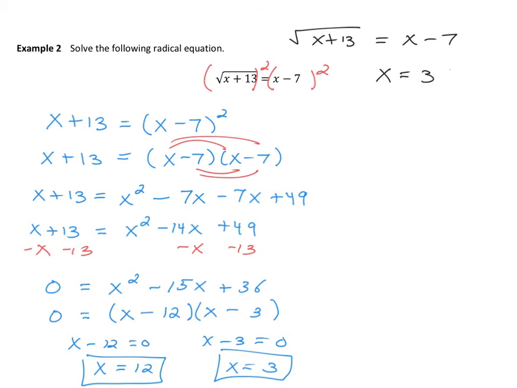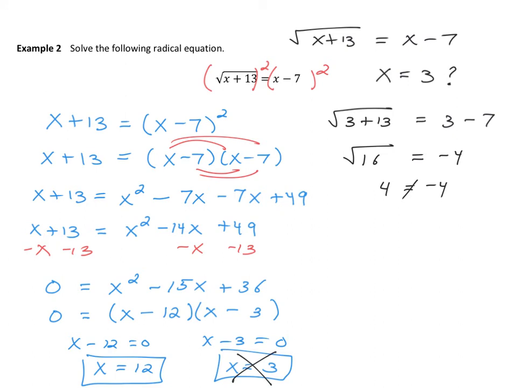I picked that one first just because I don't think that's going to work. Here's why. We get the square root of 3 plus 13 is equal to 3 minus 7. And I see on the right side we're going to get a negative number, and there's no way the square root is going to be something negative. We could stop this process, but just to take it a little further, the left is the square root of 16 is equal to negative 4. This isn't going to work. 4 is not equal to negative 4. So this is actually not a solution. It's what is known as an extraneous solution.